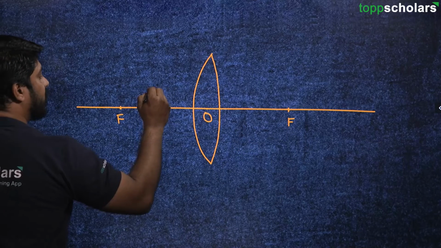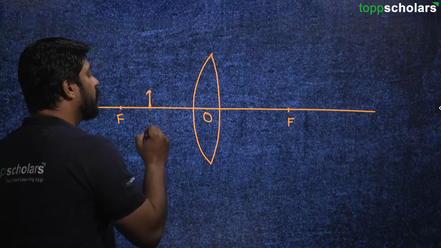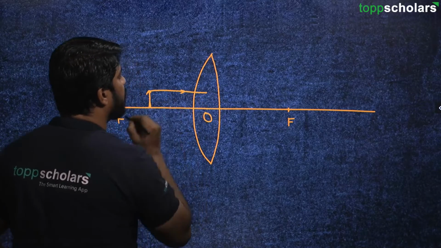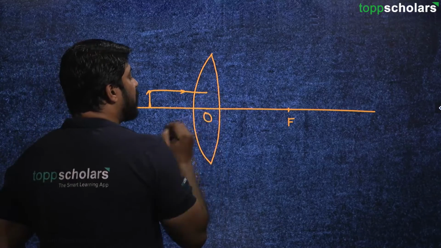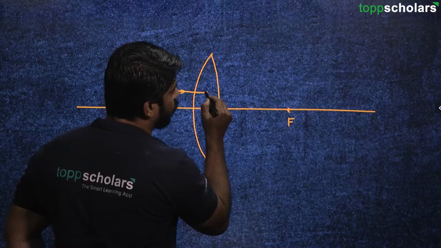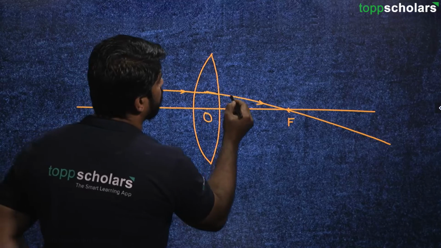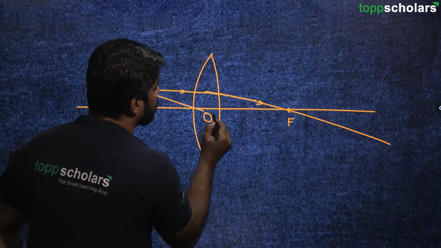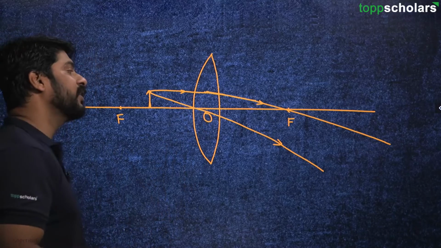Now let us say that the object is somewhere here, and now we are going to trace out some of the rays. Let's say this is the ray that is parallel to the principal axis, and we know that the ray which is parallel to the principal axis always emerges through the principal focus. So let's say this is that ray which is emerging out through the principal focus. Secondly, we have the ray which is passing through O. The ray which passes through O always goes undeviated.